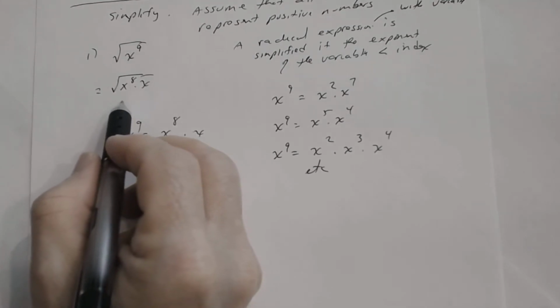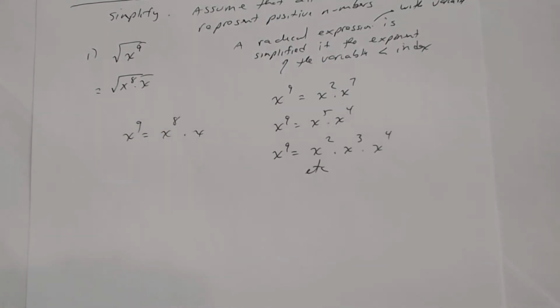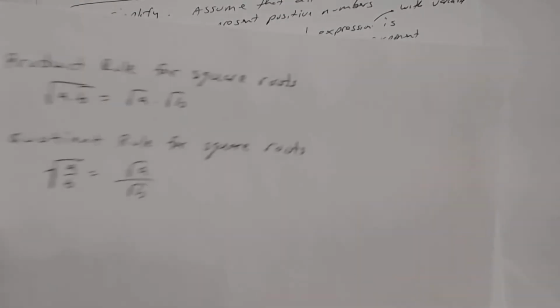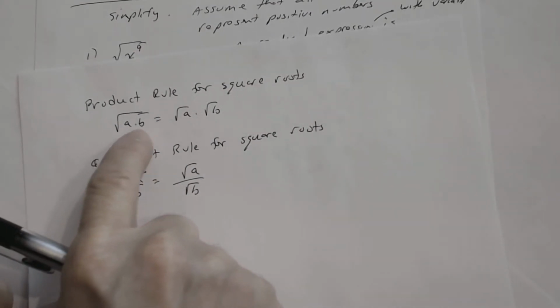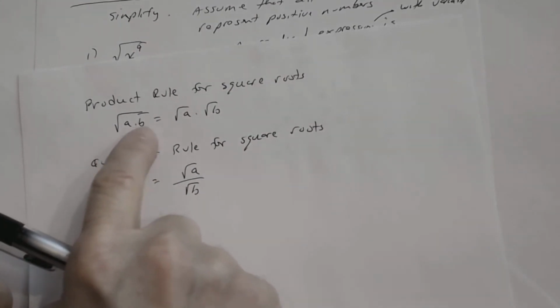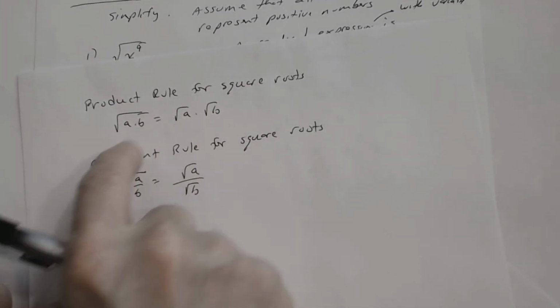And now I'm going to use the product rule. So remember the product rule that we learned in the previous lesson? If I'm taking the square root of a product of factors, I can rewrite this as the product of the square root of each of those factors.